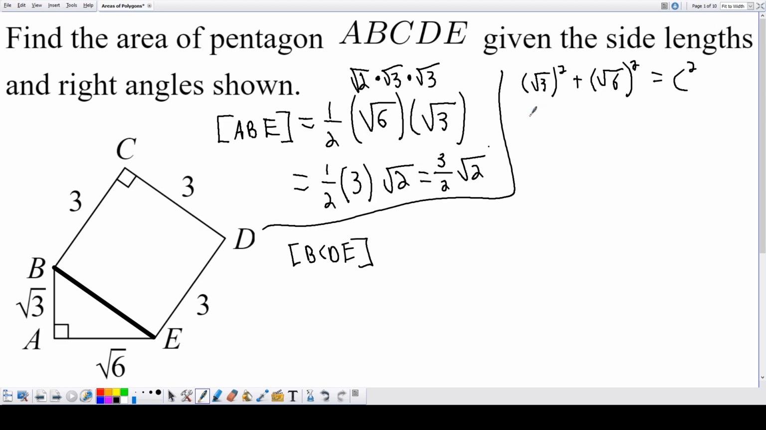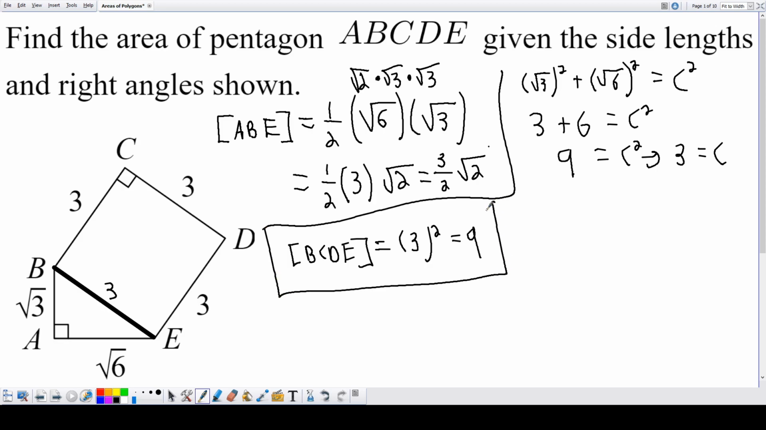So the square root of 3 squared is 3, plus the square root of 6 squared, which is 6, equals our c squared. And that becomes 9 equals c squared, which implies that c is equal to 3. Which means that this length BE, our hypotenuse, has a length of 3. Which means we do have a square since all the sides are the same. Which means that the area is 3 squared, which is 9.